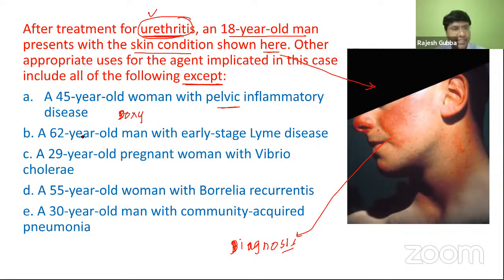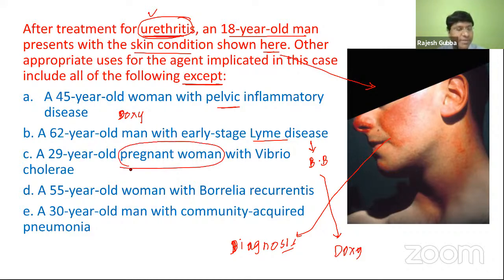Now, you take the other clinical scenario, a 62-year-old male with early stage Lyme disease. The organism causing Lyme disease is Borrelia burgdorferi. So for Borrelia burgdorferi, what is the drug of choice? Definitely the drug of choice will be doxycycline. But you take the third option. In the third option, that is option C, what is given?